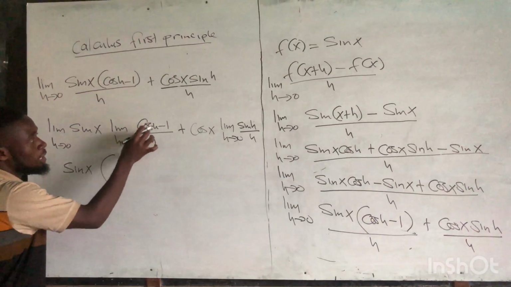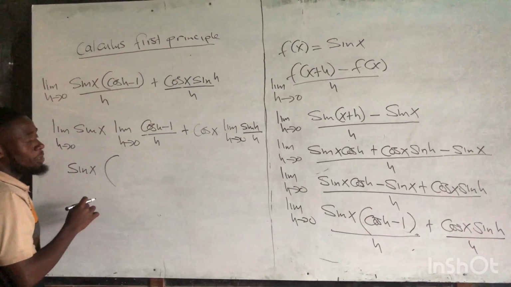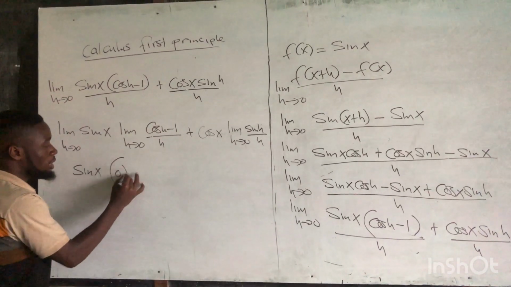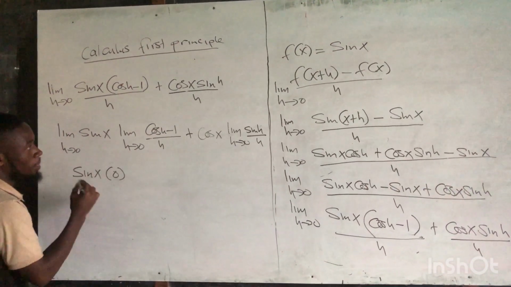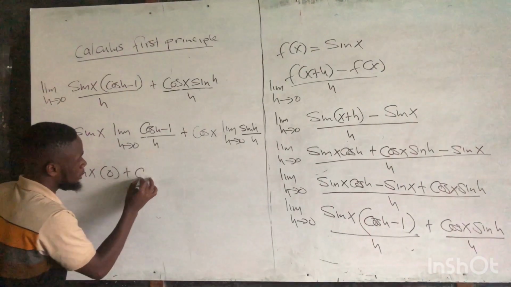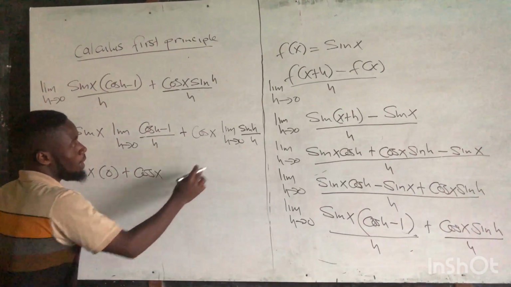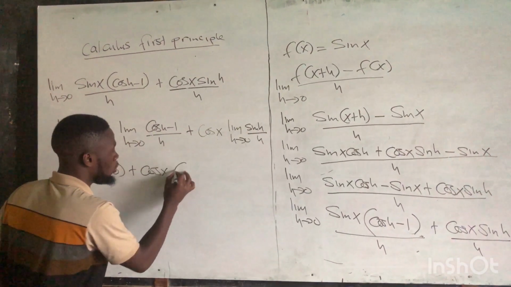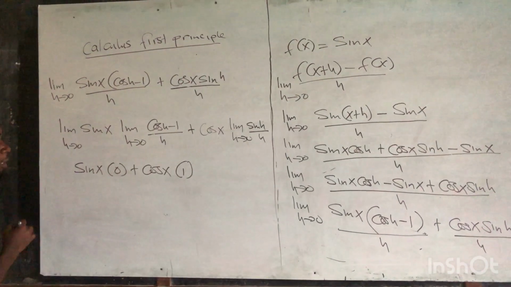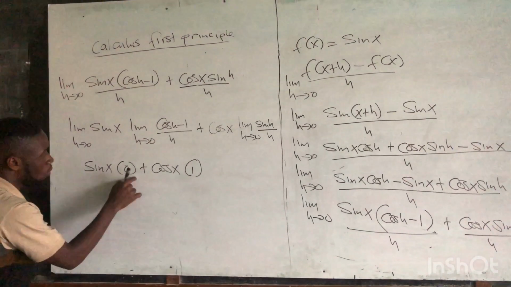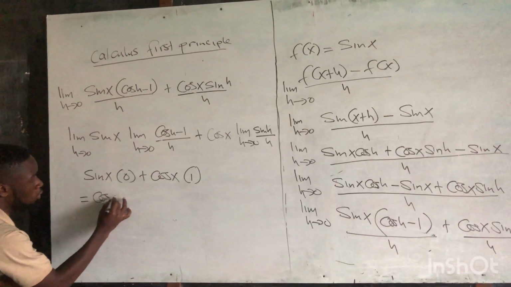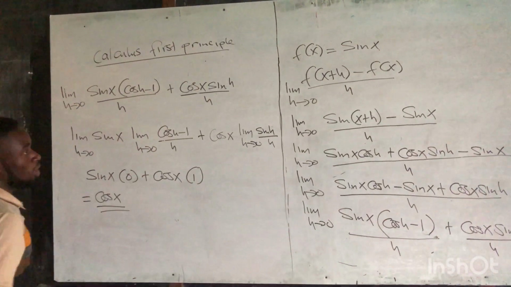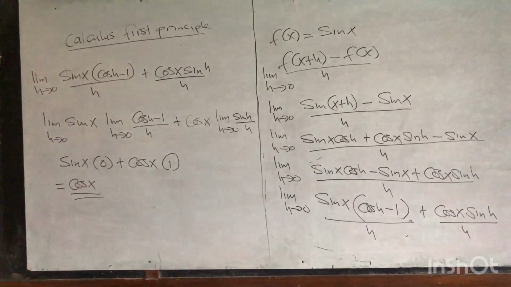What is cos h minus 1 over h? This one will give us 0. Plus cos x times sin h over h, which gives us 1. So this one here gives us 0, meaning the final answer is cos x. So this is how you solve such questions.